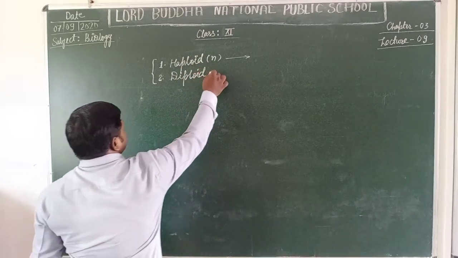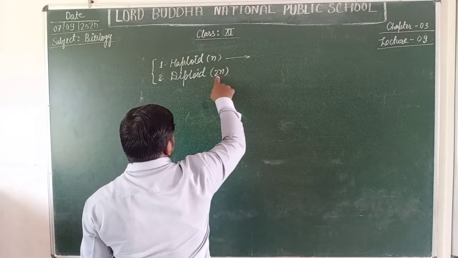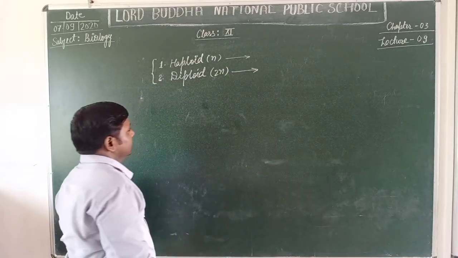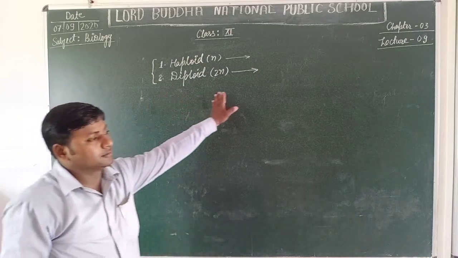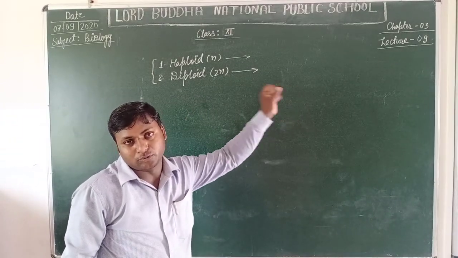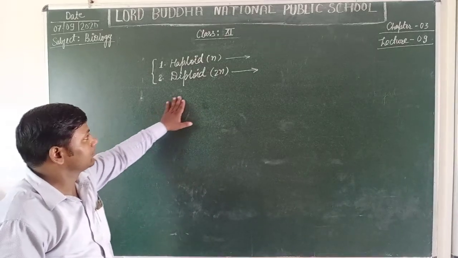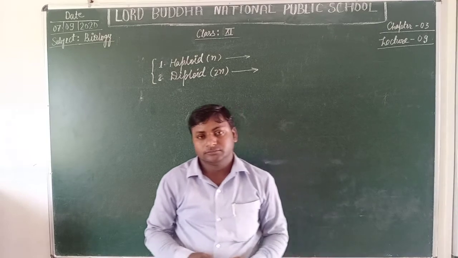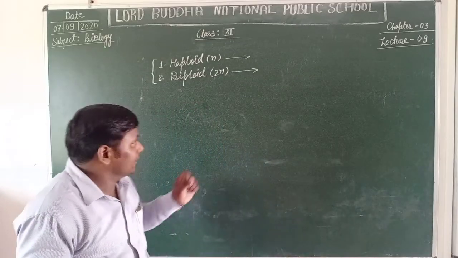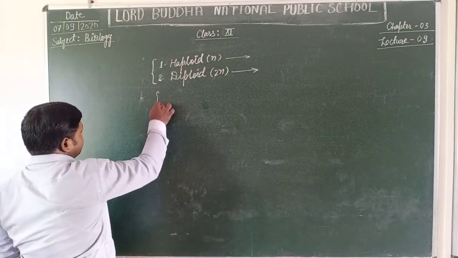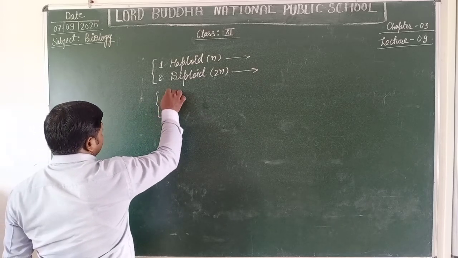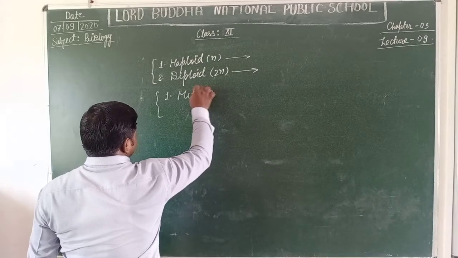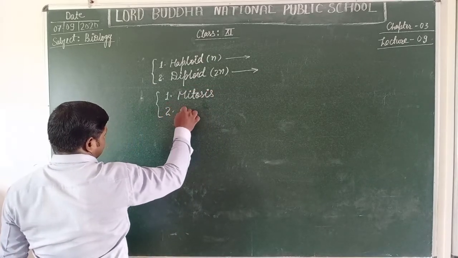Diploid cells are usually represented by 2n because they contain paired chromosomes, a paired set of chromosomes. That's why they are represented by the symbol 2n. And the second important thing is the process of mitosis, and the second is meiosis.